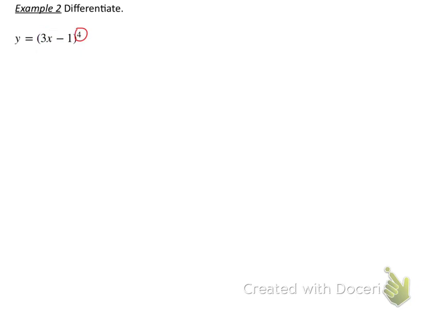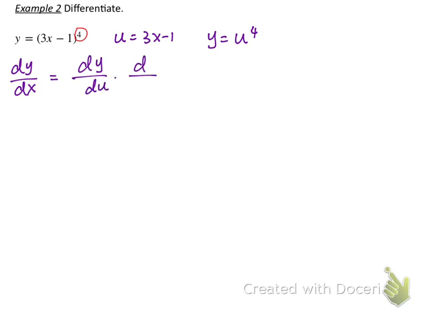Since the last thing is raising to the fourth power, before that, 3x minus 1 will be my u, and then y will be u to the fourth power. Then I'll use the dy/dx chain rule. This is literally dy/du times du/dx. You can imagine this is a multiplication where the du's cancel each other.